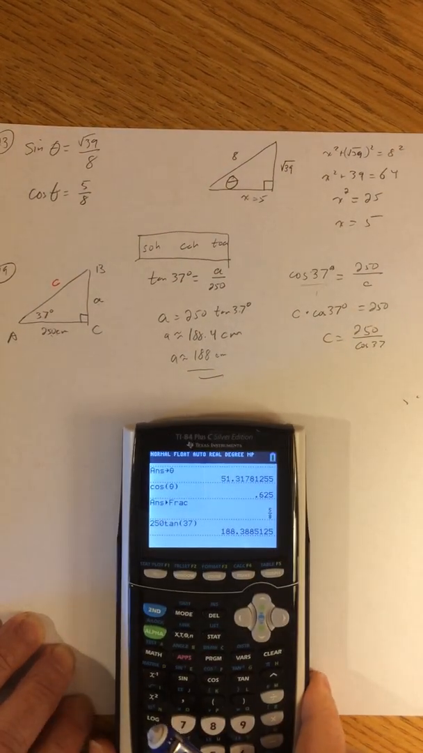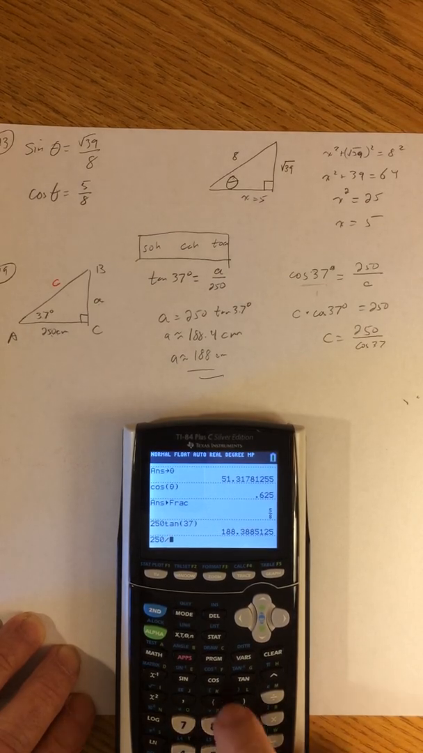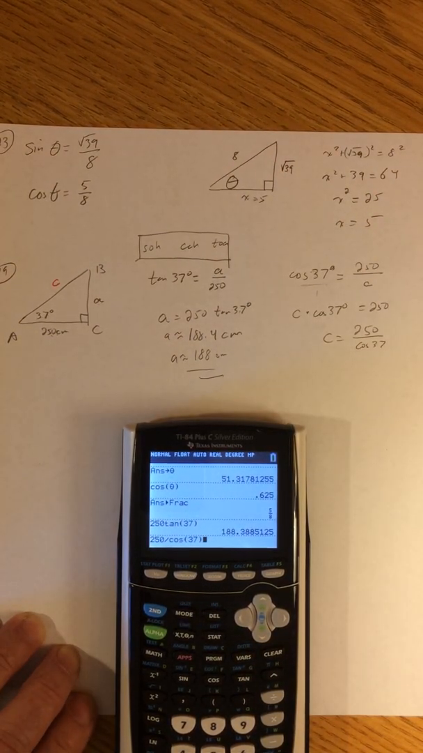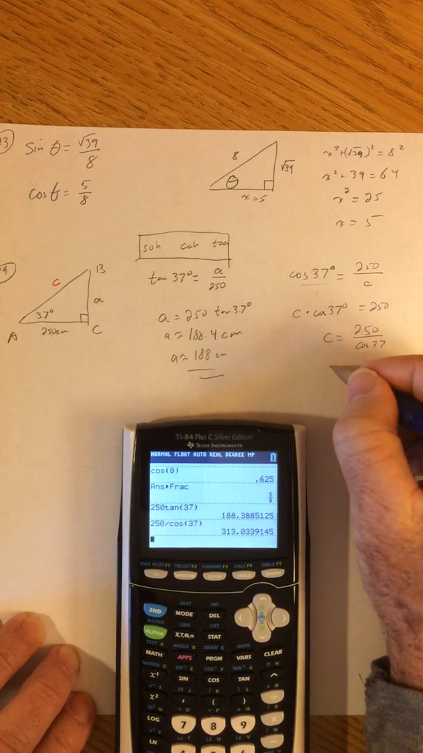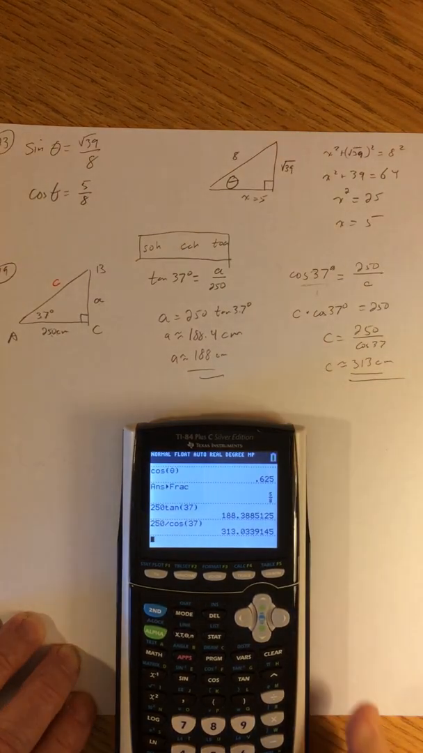Back to the grapher. 250 divided by cosine 37. Now, I suggest you always close off your parentheses. The calculator doesn't really require it, but it's good to do it. Okay, so it says nearest whole unit. We will say that C is approximately equal to 313 centimeters.